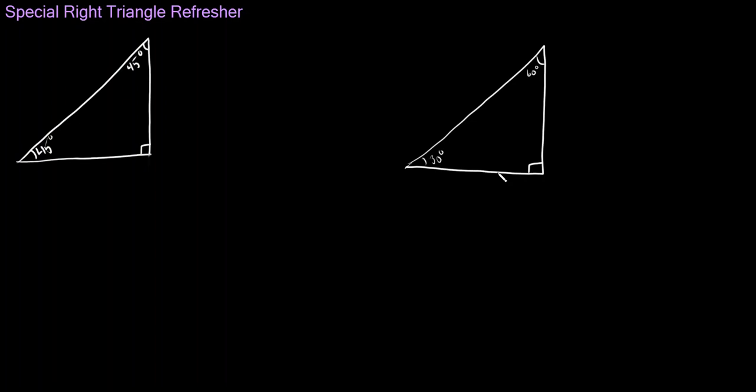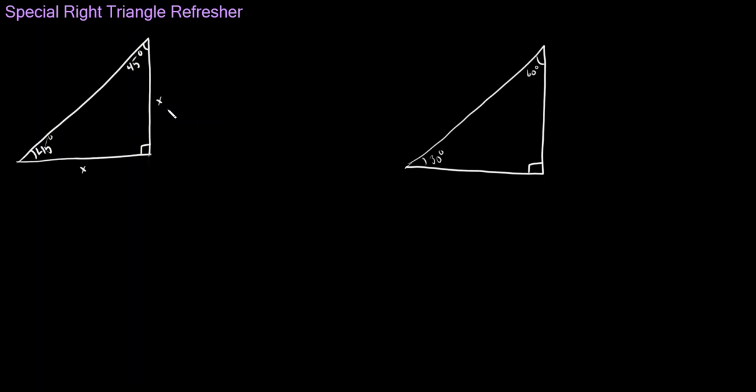I'm going to focus on the 45, 45, 90 first. Since these two angles are congruent, their opposite sides are congruent. So I'm going to call each of these sides x. These sides are going to be equal. That should be simple enough. If the angles are congruent, their sides must be congruent.